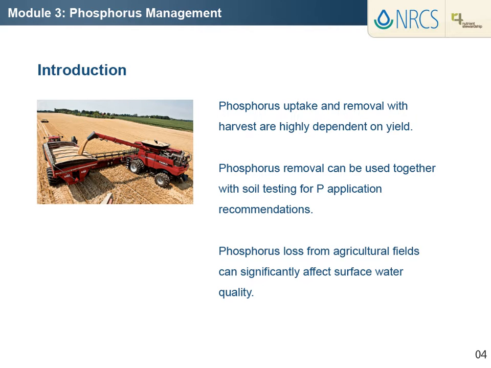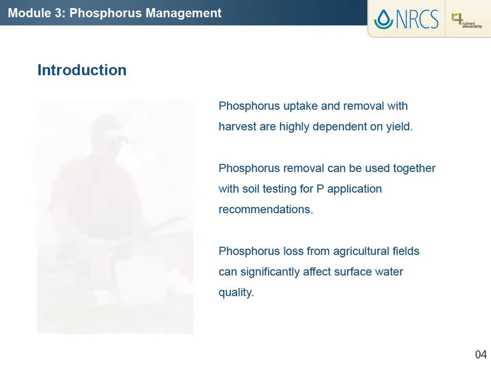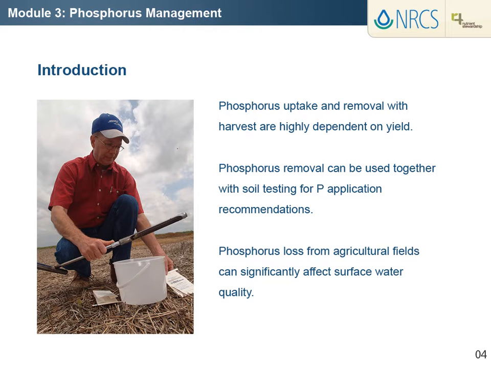Crop uptake of phosphorus and subsequent removal with harvest are highly dependent on yield. The more a certain crop yields, the more phosphorus it needs and is exported with harvest. In other words, there is a positive relationship between phosphorus uptake and removal and crop yield. For that reason, phosphorus removal can be used along with soil testing for deciding phosphorus applications.